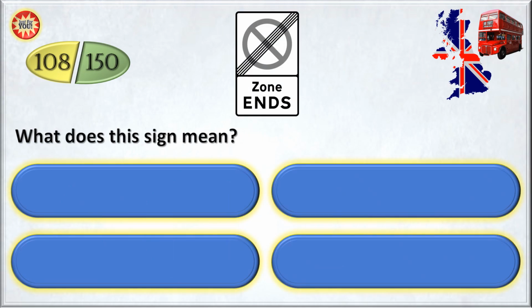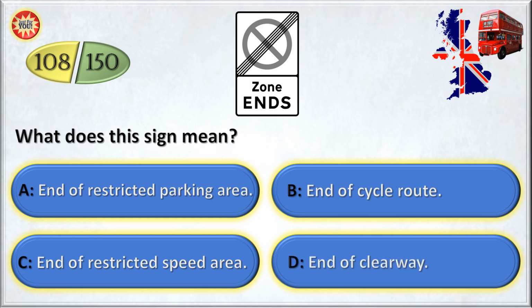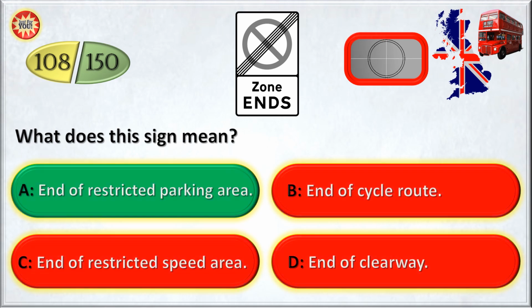What does this sign mean? End of restricted parking area. End of cycle route. End of restricted speed area. End of clearway. End of restricted parking area.